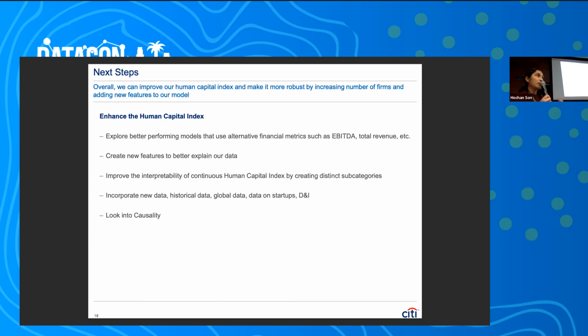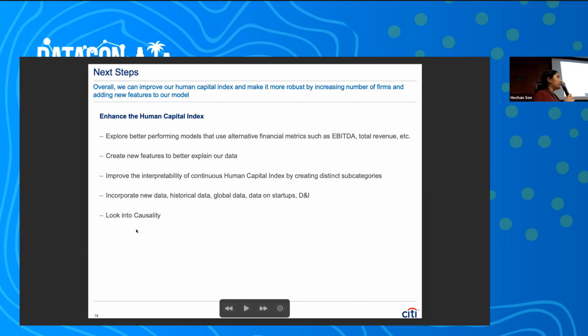And we are also looking at data on startups. Right now we just have data on the public firms in the US, but we want to add more data on startups.